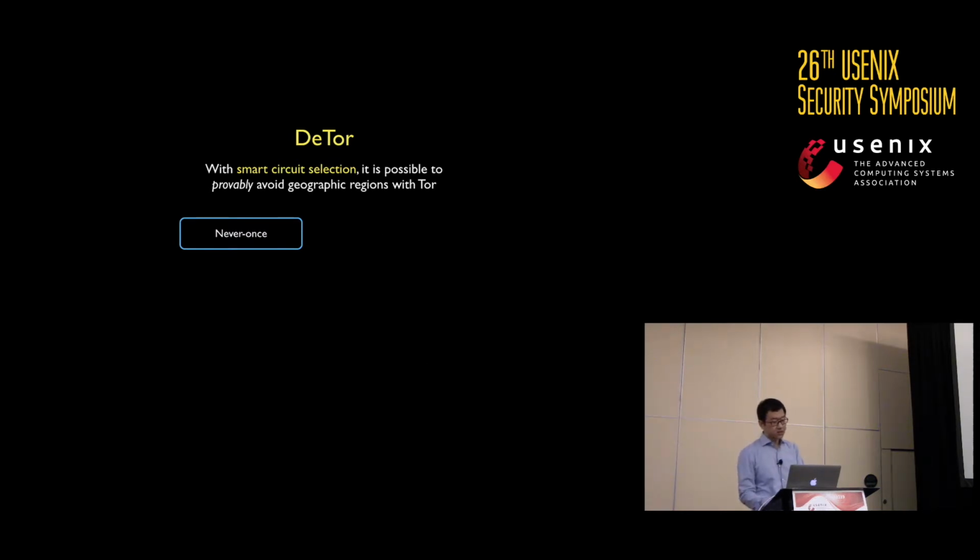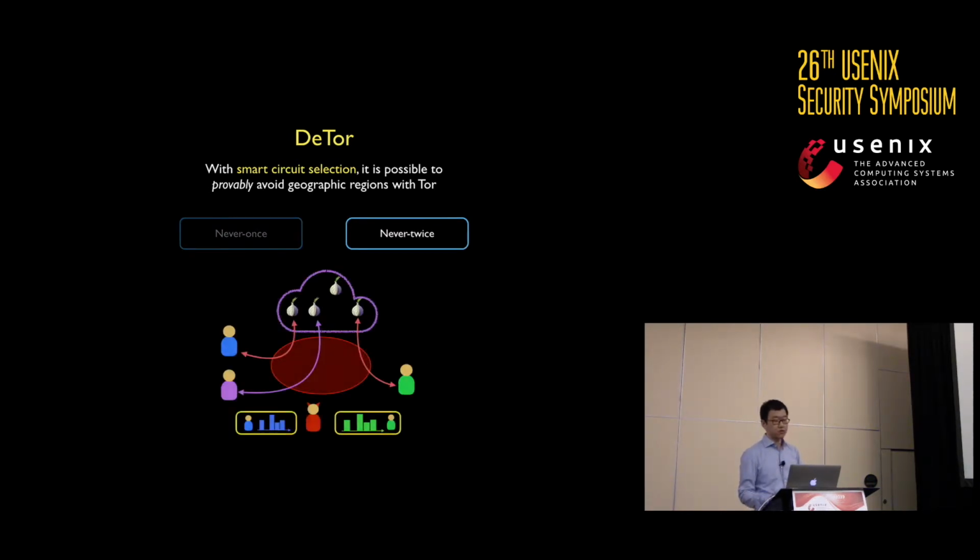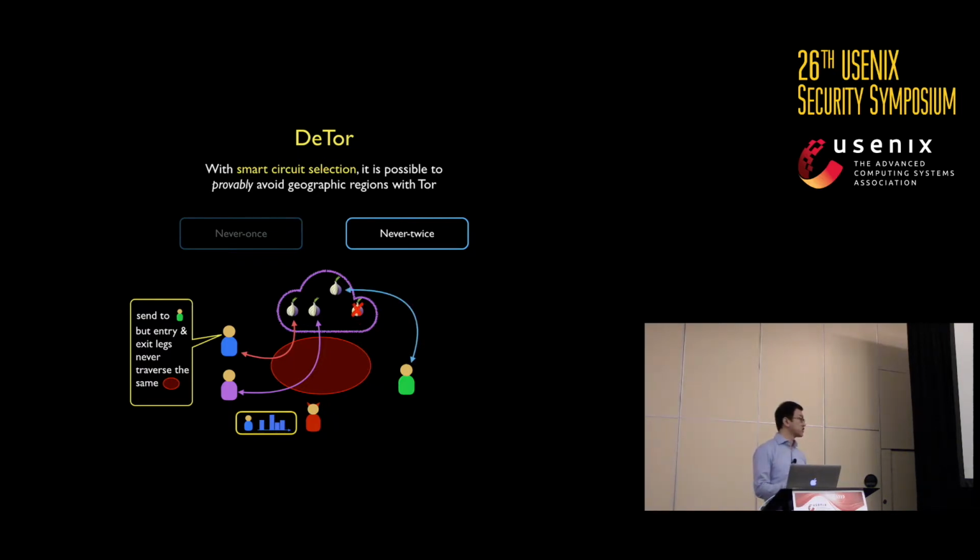For never twice, on the other hand, it protects users from traffic correlation attacks. In traffic correlation attacks, the attacker can link the source with the destination if he can observe the traffic that enters and exits the Tor network. So never twice aims to provide users a Tor circuit such that packets over the entry link of the circuit and the exit link of the circuit will never traverse the same region twice. Thus protect users from such attacks.